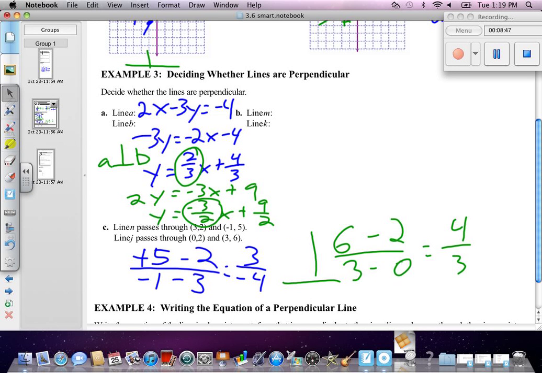Yes? For A, where did you get the fractions from? Okay, so I subtracted 2x from both sides, and I divided everything by -3. So I subtracted 3x from both sides, divided everything by 2. That's how I got a fraction.